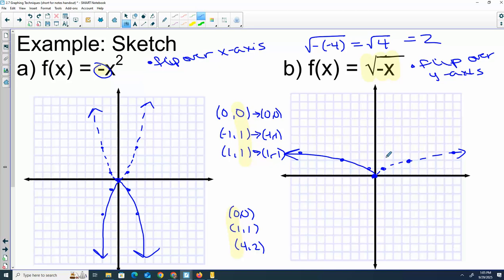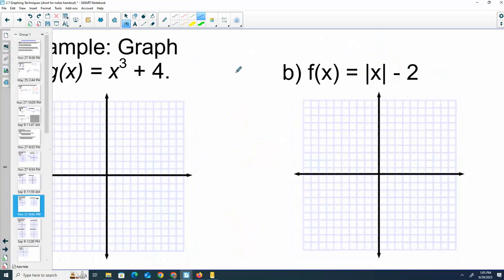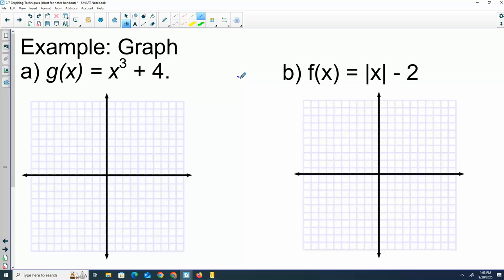I am going to jump around a little bit. We'll come back and hit the ones I'm skipping tomorrow. I want to go to this slide. My parent function is what? X cubed. So what's x cubed look like? Chair. 0 cubed is 0. 1 cubed is 1. If you wanted, 2 cubed is 8. Negative 1 cubed is negative 1. Negative 2 cubed is negative 8.